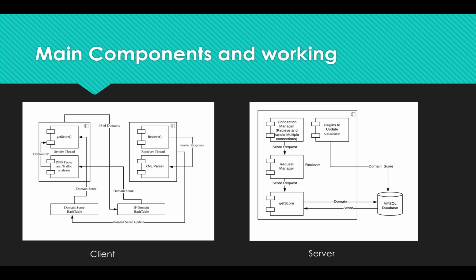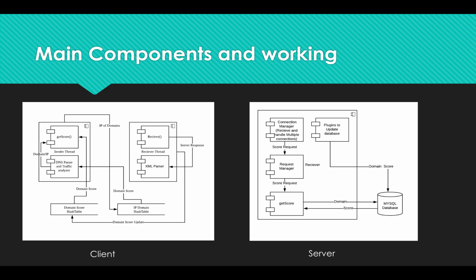On the client side, I have created a DNS traffic parser, which analyzes the whole traffic, but there is a specific component of it called the DNS parser, which will analyze the DNS request and response. On the basis of that, it updates two hash tables: one is the domain score table, one is the IP domain table, and these are also mapped with each other. I'm using two different threads, one for getting the score and one for receiving the response back from the server. This whole communication is done in XML format. We use XML as a proper format to transfer data between server and client.